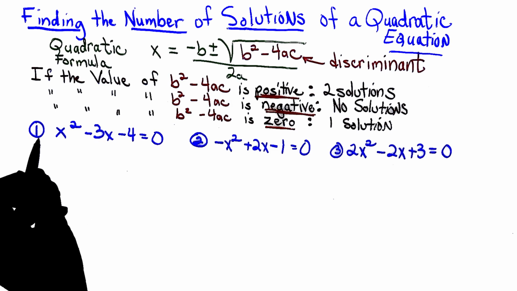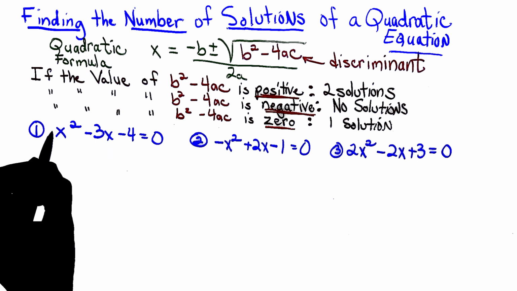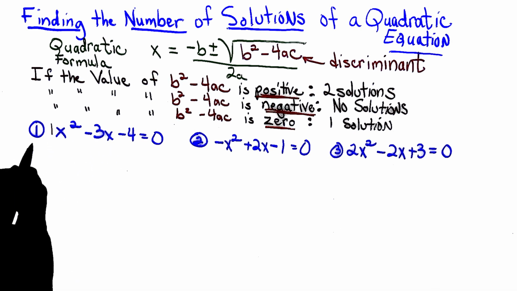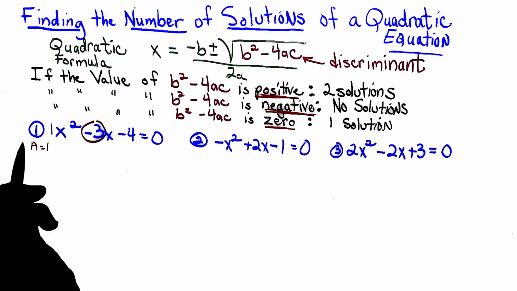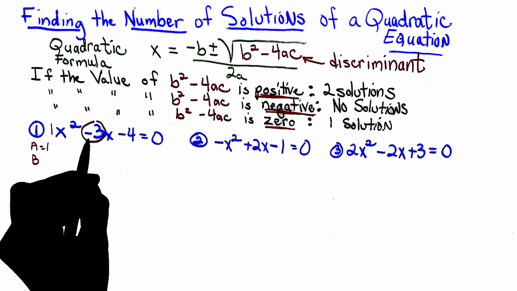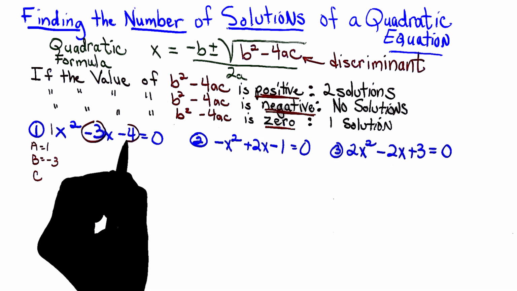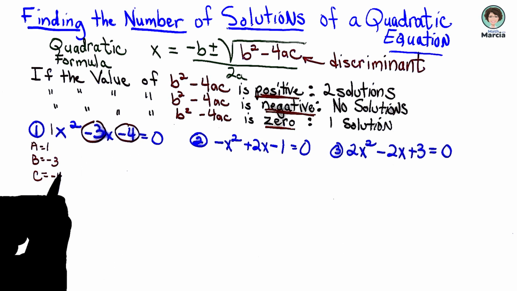So I'm looking at number 1. I have x squared minus 3x minus 4 equals 0. Well, I'm putting a 1 there because that's understood. So we know that a is equal to 1. We know that b, and yes, I circled that subtraction sign, is equal to negative 3. And we know that c, notice I'm circling this sign in the front, is equal to negative 4.